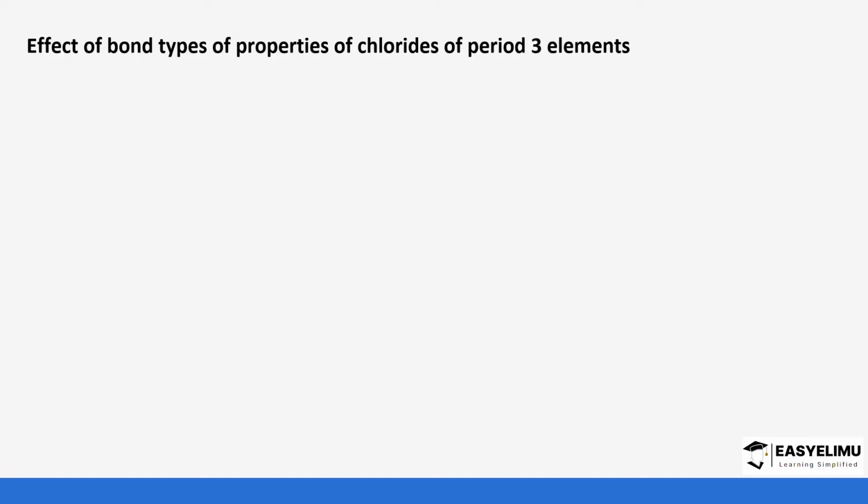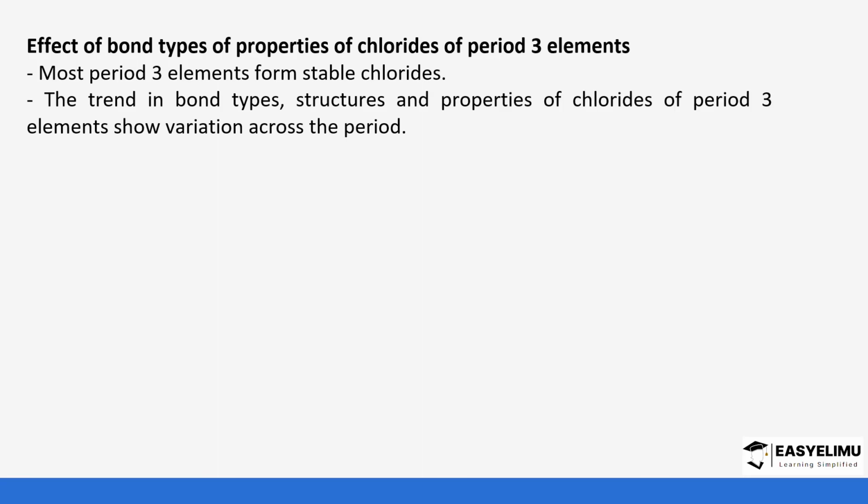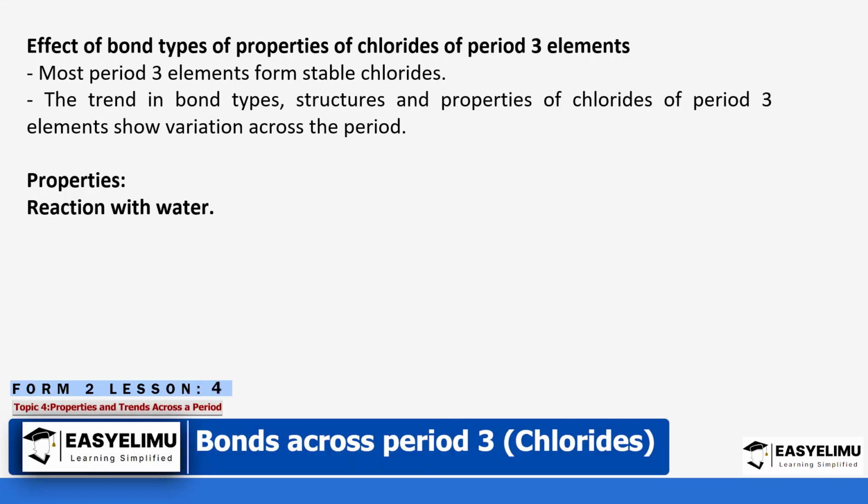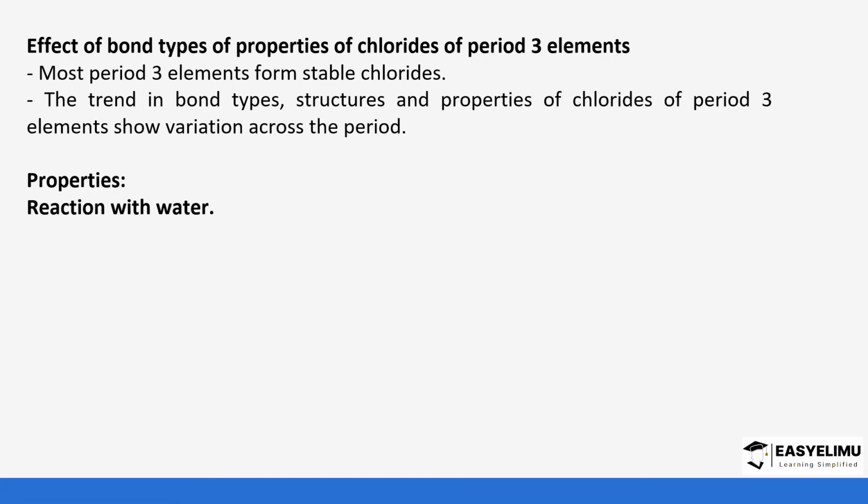So we are going to start with the effect of the bonds across the period 3 chlorides. Most of the elements in period 3 usually form stable chlorides, and the type of bonds, structures and properties of chlorides of period 3 usually show a variation across the period. So we start with reactions with water. Basically, you're taking the chlorides of the period 3 elements and reacting them with different compounds. How they react will be determined by the type of the bonds and the structure they exist in, just like we said with oxides.